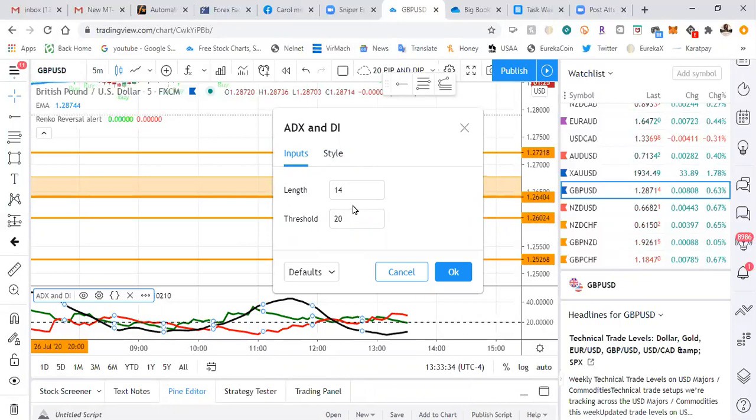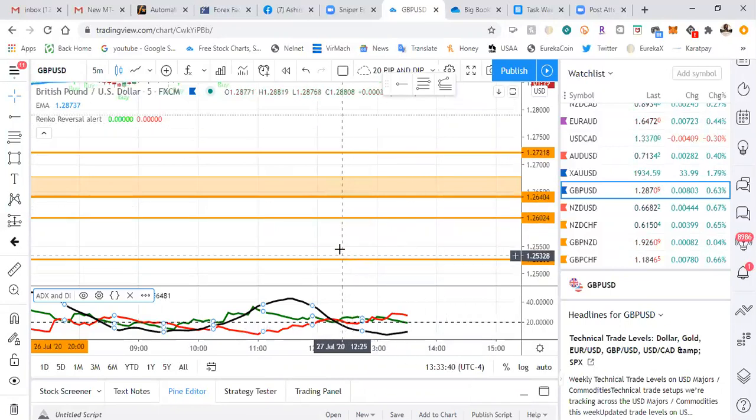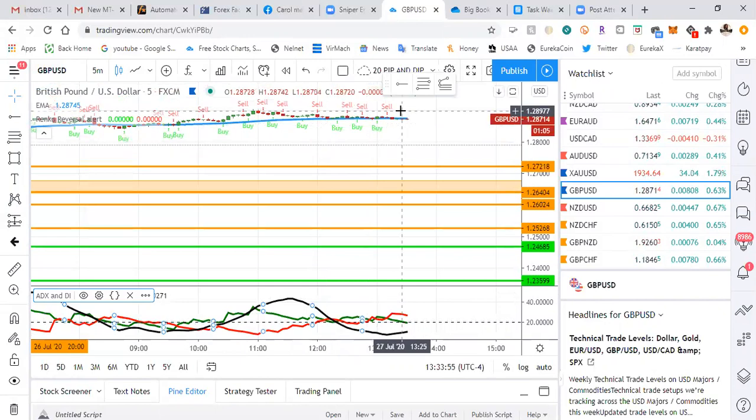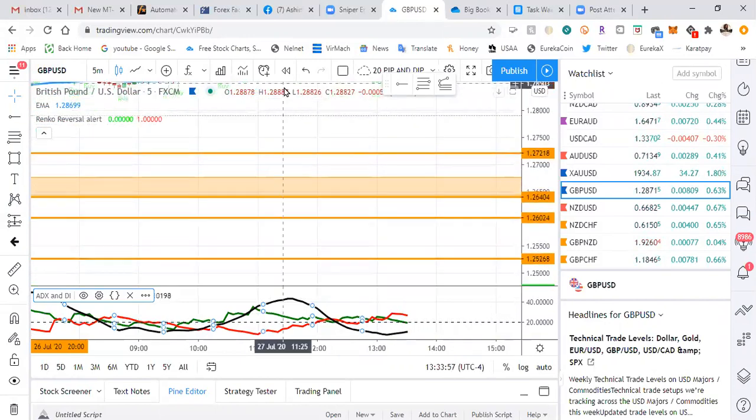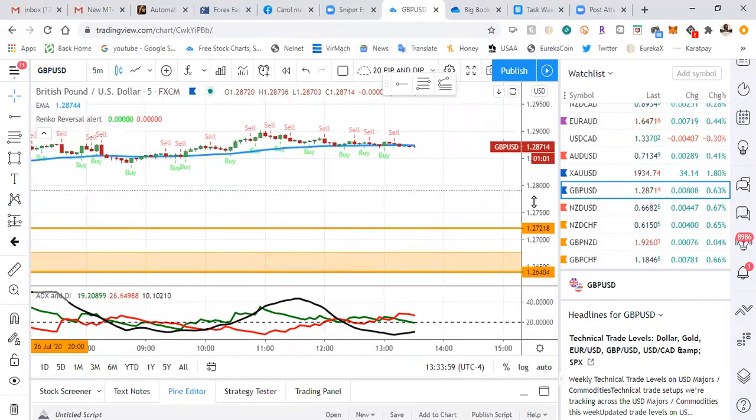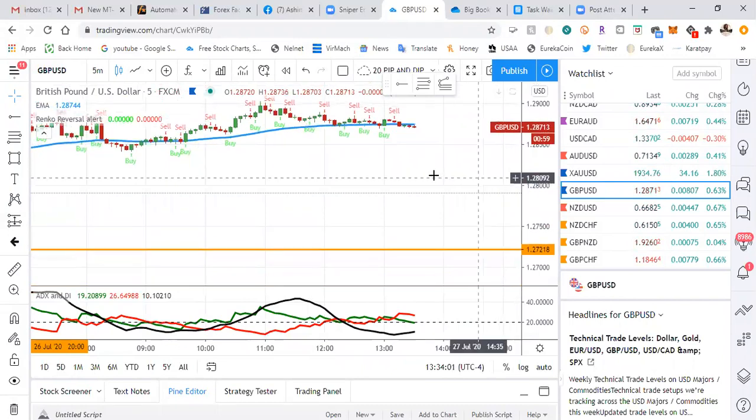So when you're looking for a sell with the ADX and DI, you want the red to be above the green. And you don't want them to be intertwined like right here. That is just letting you know it is basically consolidating. Let me show you right now. Look, that's consolidation. You don't want to trade that.